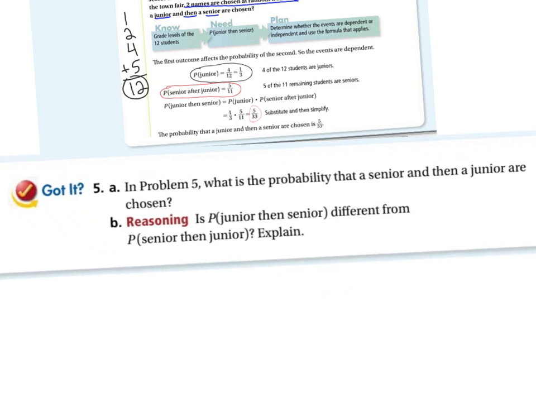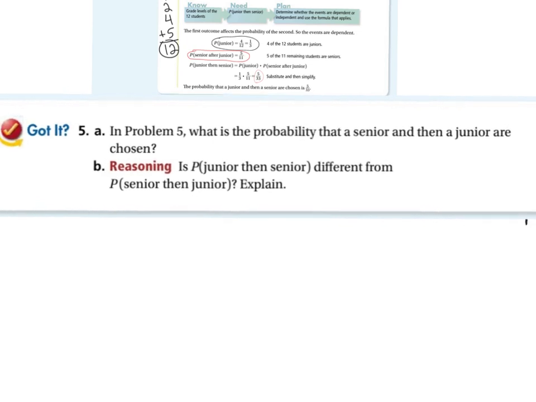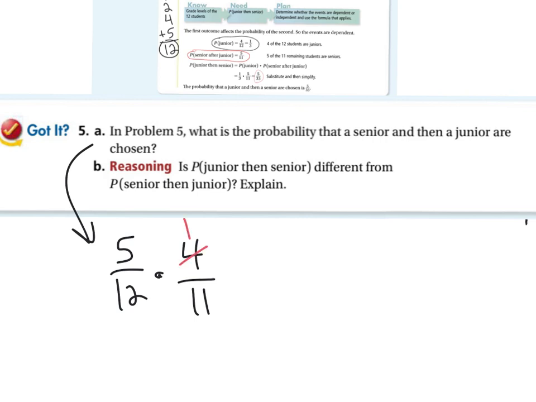So if we look at the guide at 5, going off of that same problem, they're asking what's the probability a senior and then a junior are chosen. So the probability of a senior would be 5 out of 12. Then the probability of a junior would be 4 out of 11. Even though you can't reduce each individual fraction, since we're multiplying, if you want to reduce the 4 and the 12 down, you can. If you don't reduce, you can reduce afterwards. But anyway, that works out to be a 5 out of 33 chance.